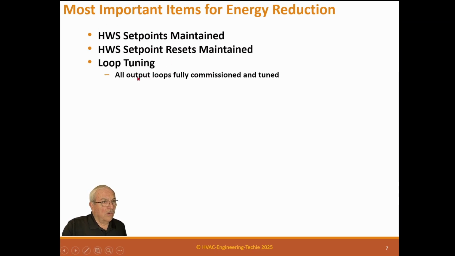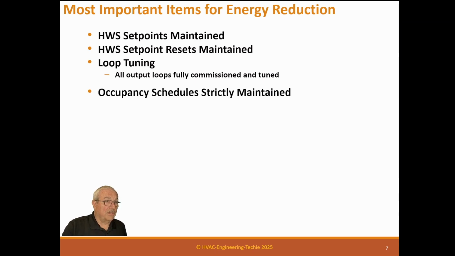Loop tuning. All output loops fully commissioned and tuned. So tuning is a problem in that a lot of control techs either don't know how to do it, are not good at it, or just don't want to do it. And they'll give you all kinds of excuses. One, "these are factory tuned loops," which is impossible. Two, "these are self-tuning loops," and they may be, but they have to start tuned to be effective auto-tune. So none of those are excuses. The excuses are they just don't understand how to tune it, and you need to make sure they get tuned, because that's important for energy reduction.